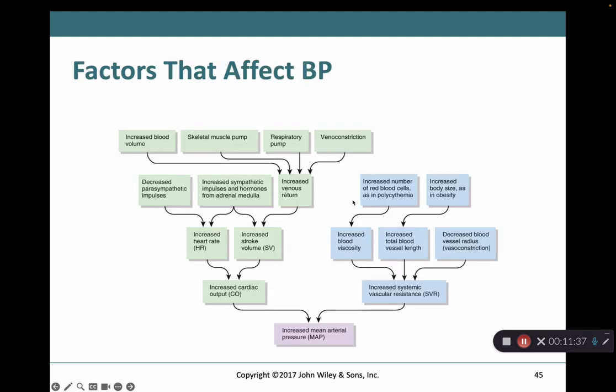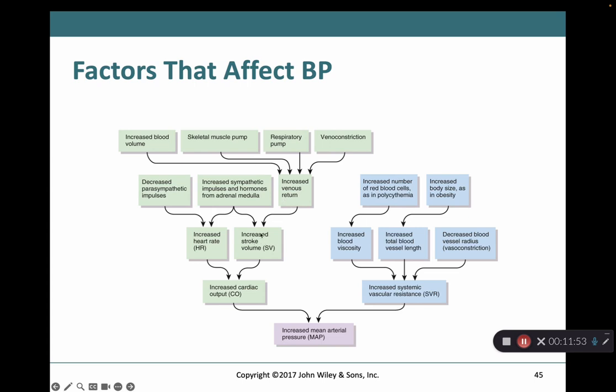Okay, we already talked about this, so I'm going to skip this. So here are all the factors that affect our blood pressure. These are all things that increase venous return, right? Increase blood volume, our skeletal muscle pump, respiratory pump, and vasoconstriction, which we talked about in part 1.